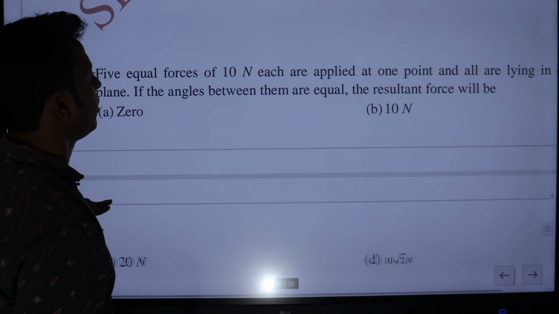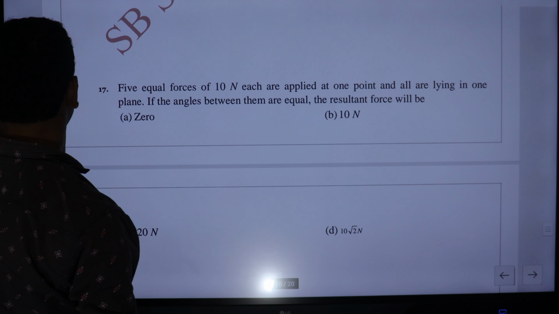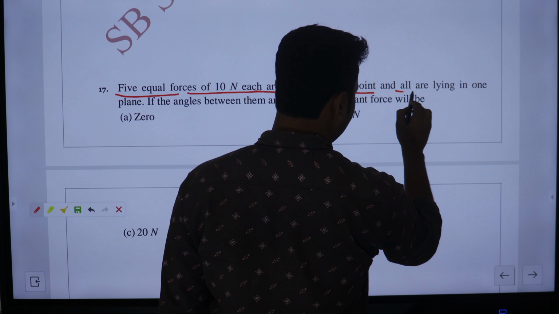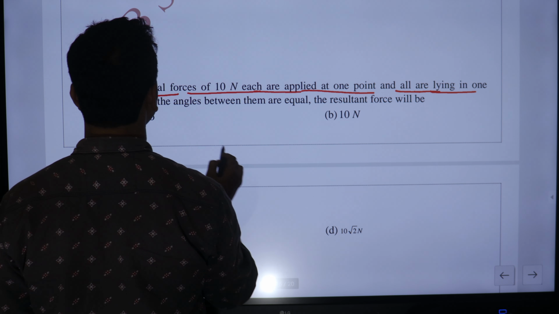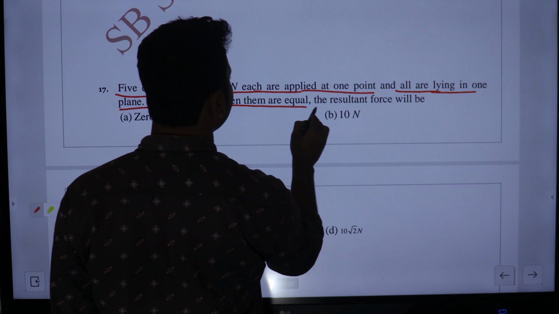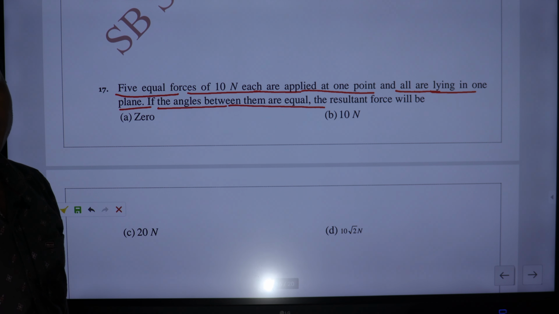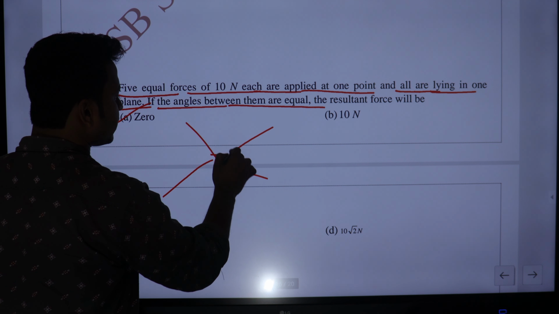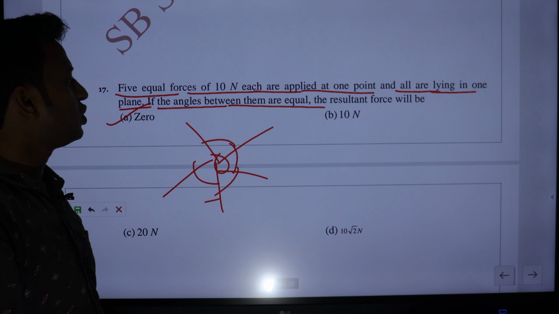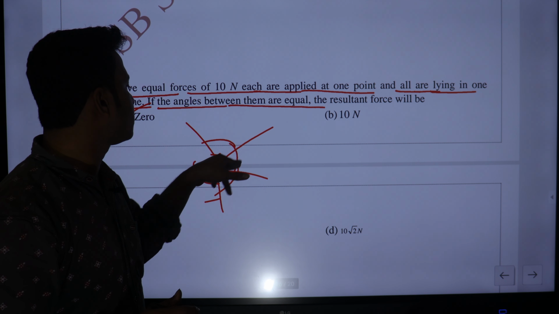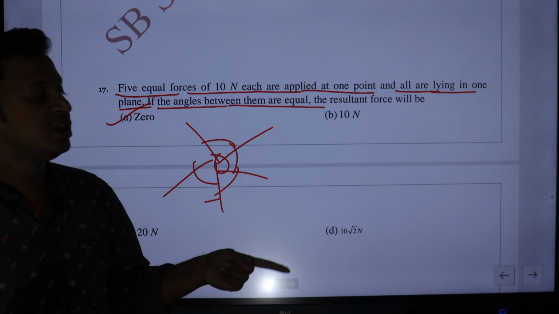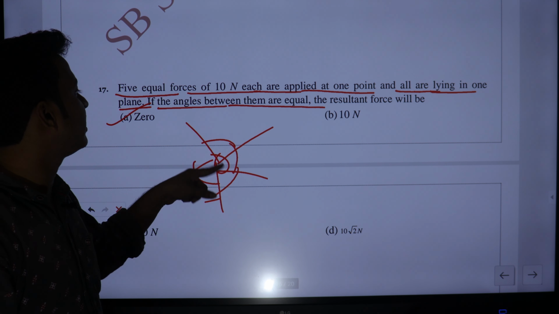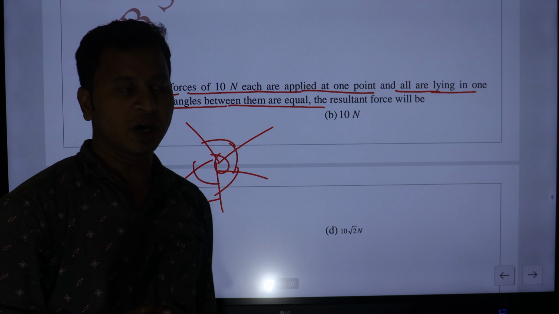Question number 17. Five equal vectors of 10 Newton force are applied on one point, and all are lying in one plane. The angle between them is equal. Then what will the resultant vector be? 0, because this is the point, all the vectors are the same and they make the same angle. So the resultant force will be 0. Many vectors act at this point, they are equal, and they make the same angle, so the resultant force of these vectors will be 0. Okay, next.